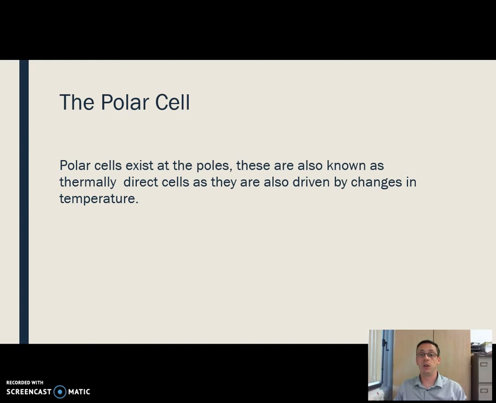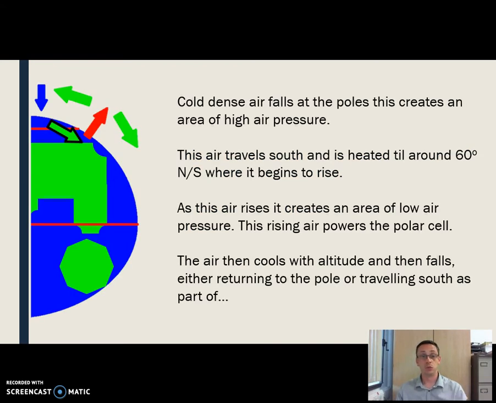Now, the next cell we look at is the polar cell. The polar cell, funnily enough, exists at the poles. Again, this is a thermally direct cell as it's driven by changing temperature. If we look at this, we've got a similar diagram here. Excuse the lack of numbering at the side here, but you'll be able to follow.